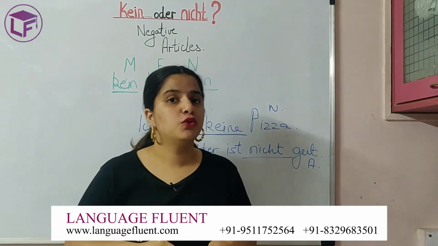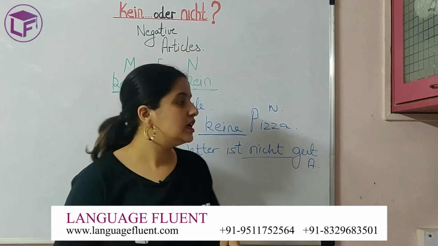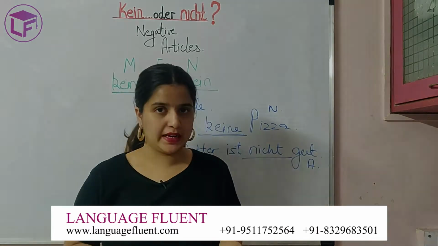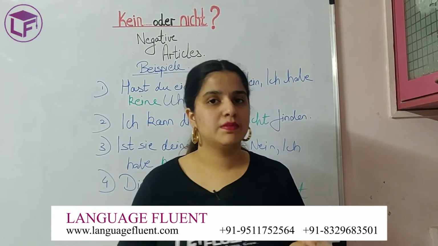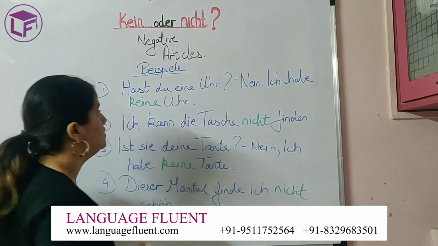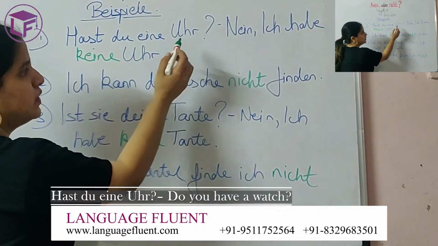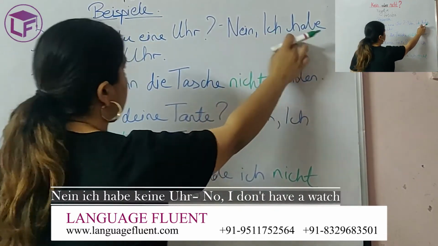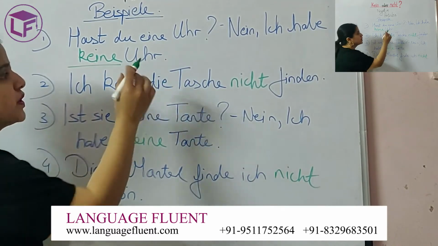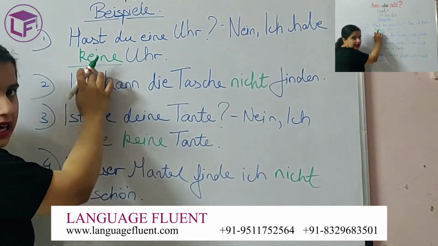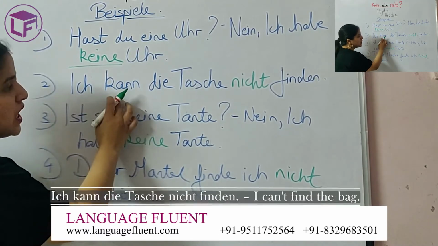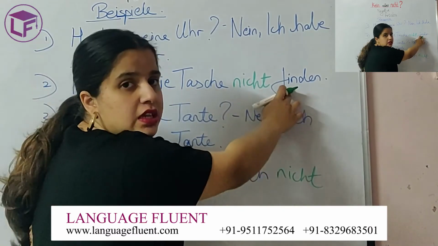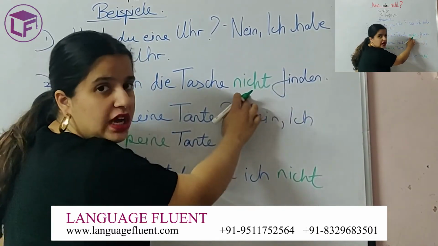Now let's look at a few more sentences so that we understand it better, and a few important points that we have to keep in mind. First one, hast du eine Uhr? Question, answer, nein, ich habe keine Uhr. Because Uhr is a noun, we use keine. Next, ich kann die Tasche nicht finden. Now, here finden is a verb. That's why we use nicht and not kein.